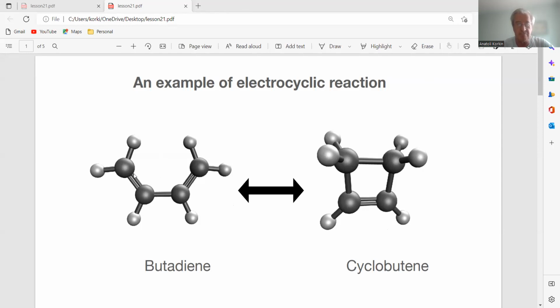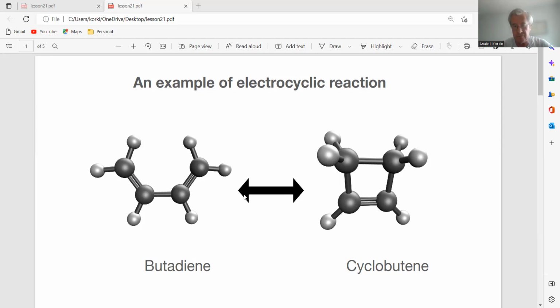In these reactions, the terminal carbons in butadiene form a bond which makes a four-member cycle, and the pi bonds transform in such a way that the pi bonds of the terminal carbons form a sigma bond, and the central bond becomes a double bond with a pi bond.